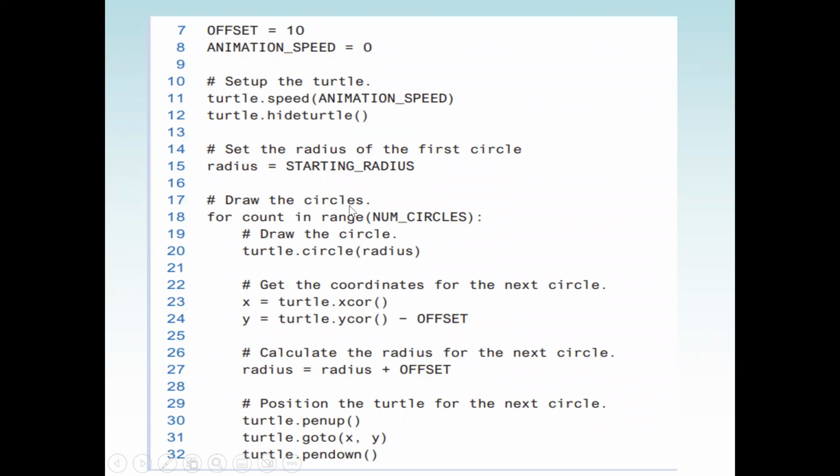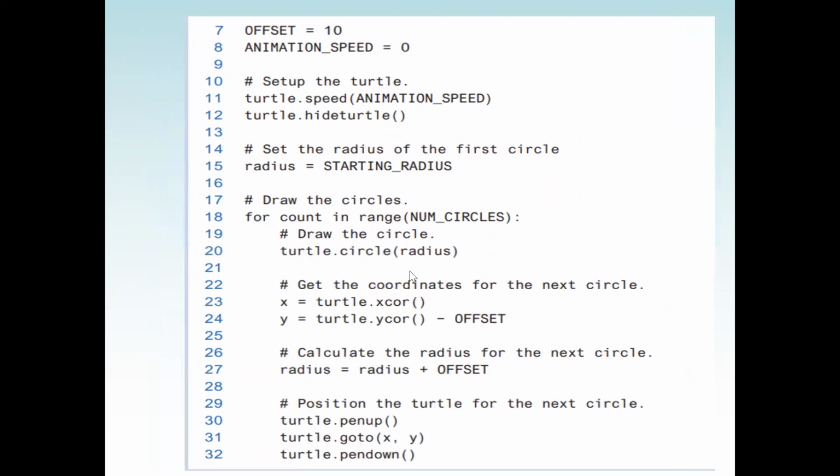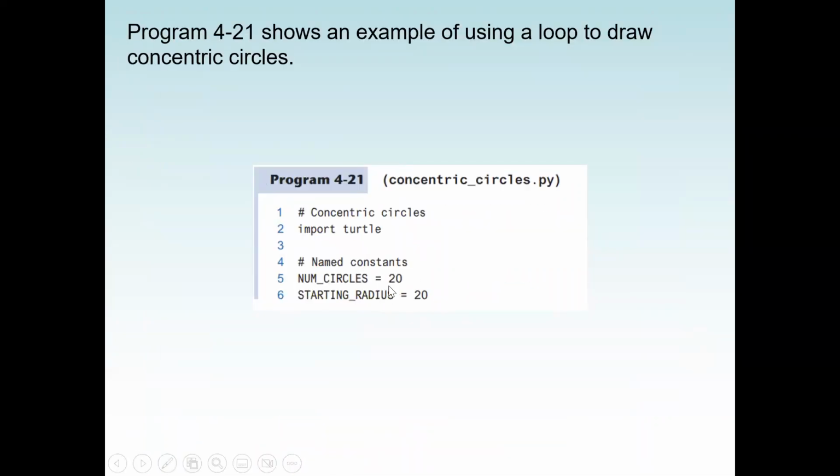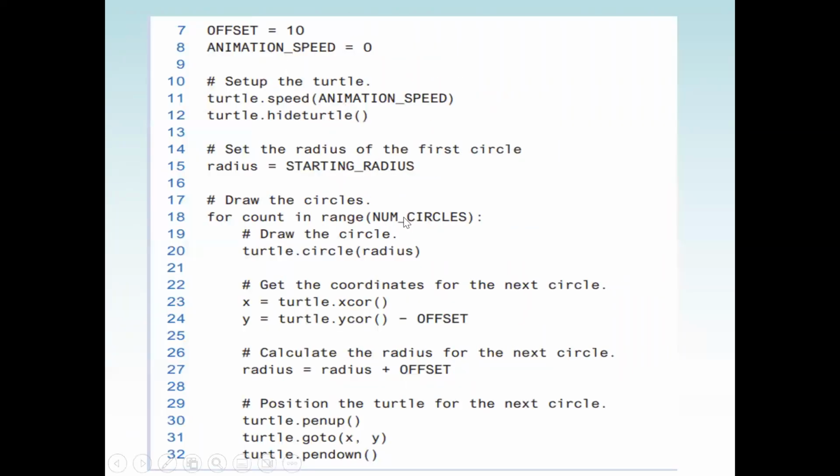Then we are going to draw a circle. And this circle also is the same as the previous question. We can see the number of circles is 20. So we draw 20 circles. The radius is given already.